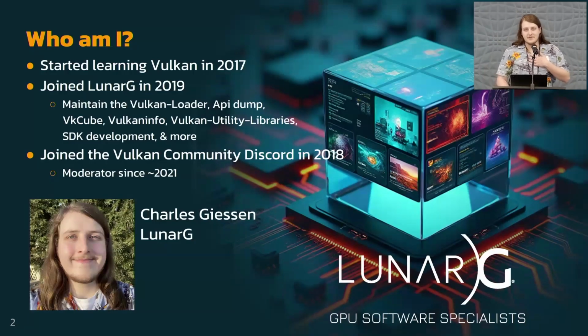I've been using Vulkan since 2017. I was a student in university, but that's a long time ago now, it feels like. And in 2019, I joined LunarG. Since then, I've been maintaining Vulkan Loader, API dump, Vulkan info, doing SDK development, futzing around with CMake and validation layers and all sorts of things. But I've also been super active in the Vulkan Discord. A lot of you out there probably know me from that, which is cool. All that is to say is I've been around and I've been seeing people write Vulkan for quite a while.